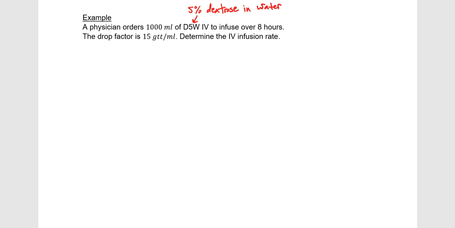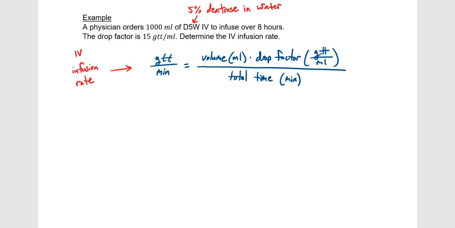Okay, so let's write down the formula from that previous page. So we have the IV infusion rate in drops per minute. That's going to equal the volume times the drop factor divided by the total time. And let's take a look at the given information here. We have the volume in milliliters. We have the time, which is in hours, so automatically we know we're going to have to convert that into minutes. And then we have the drop factor in the proper units, 15 drops per milliliter. Okay, so it's pretty much plug and chug, plug these three numbers in, except first we have to convert 8 hours into minutes.